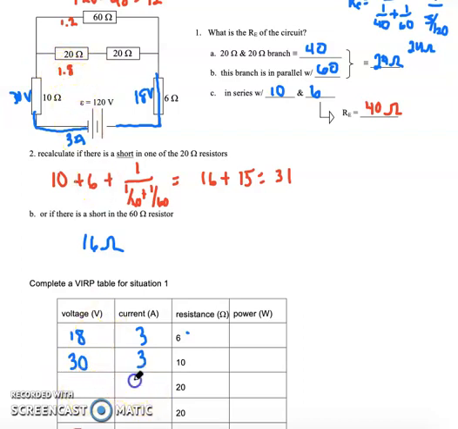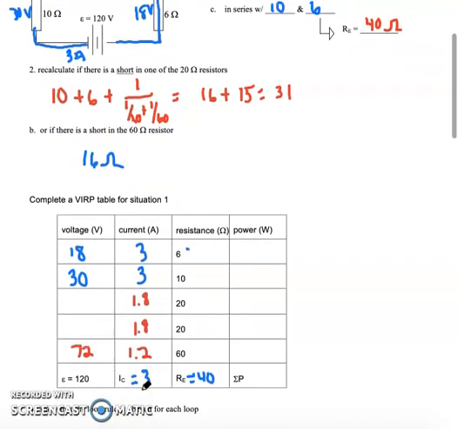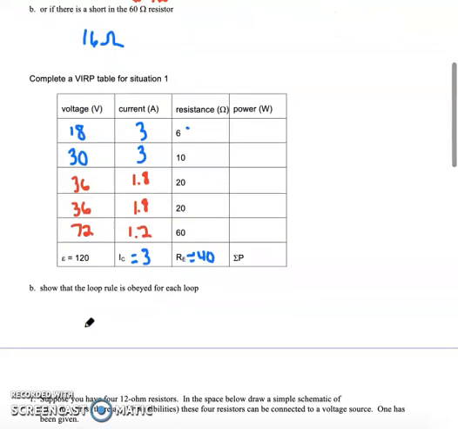So this is going to be 1.8. I don't need the circuit, well, maybe I will later. So now the voltage drop, 20 times 1.8, that's 20 plus 16, right? 36, 36. Oh, look at that. The voltage drop across the 20s adds up to 72, which is the same as the upper branch, which we'd expect from the loop rule.